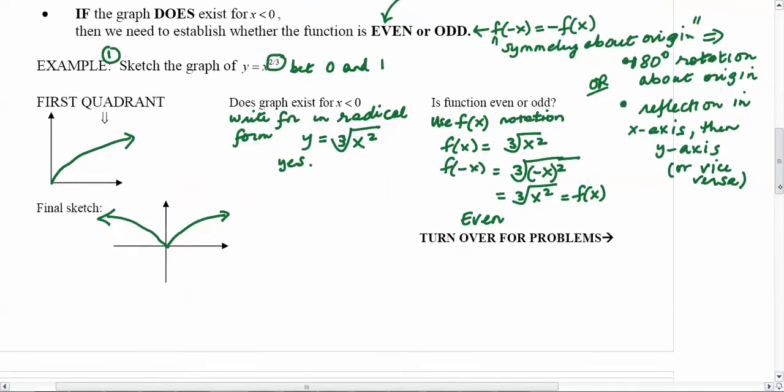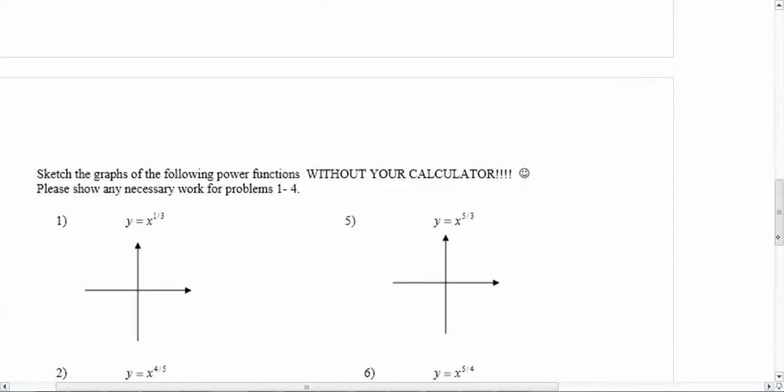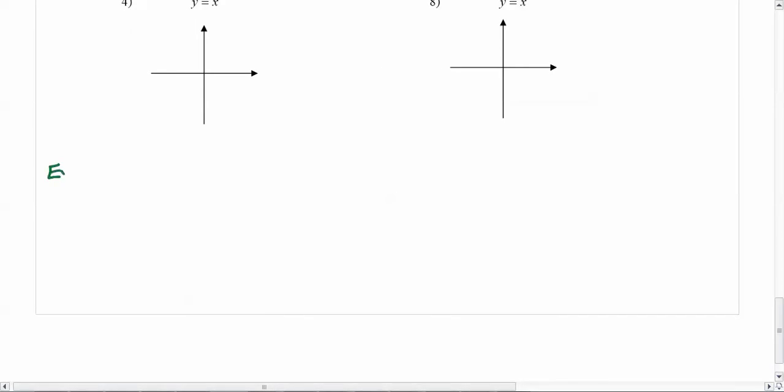Turn over your paper and let's do a second example on the bottom of the page. So here at the bottom of the page, let's do an example 2. Okay, and let's do y equals x to the negative 3/5. Okay, oh, negative exponent, we know the first quadrant. So quadrant 1, it looks like x to the negative 1 or 1 over x. And so I know the first quadrant looks like that.